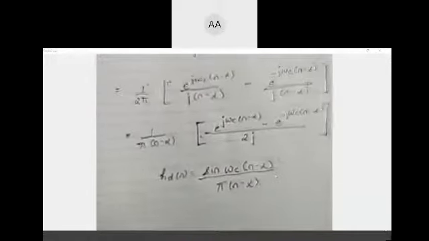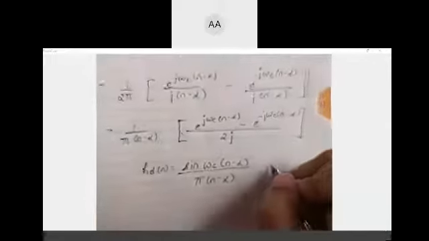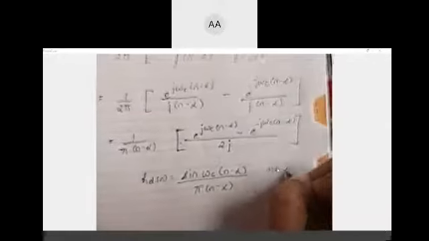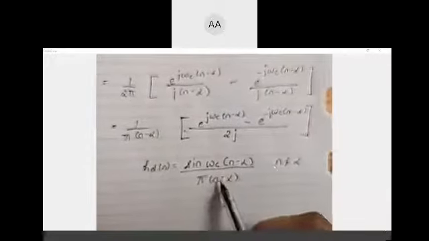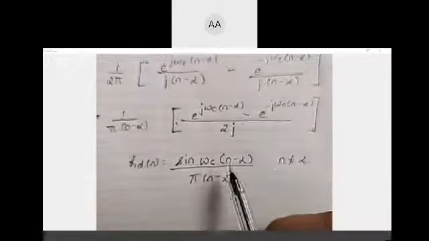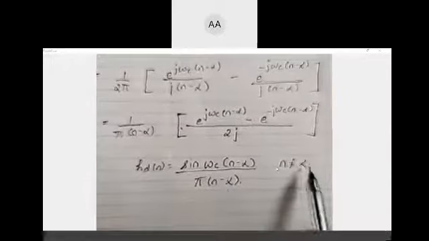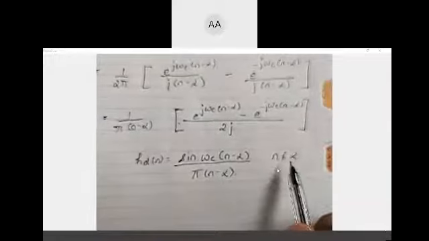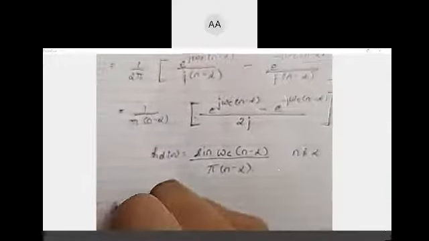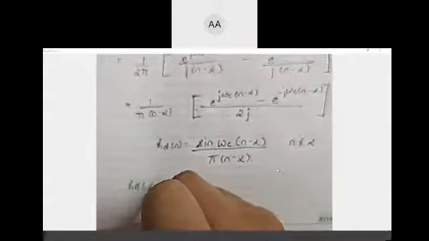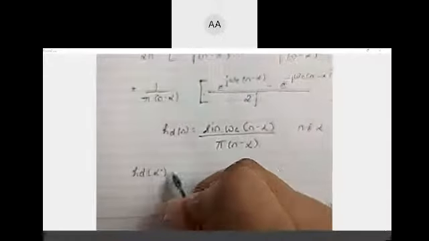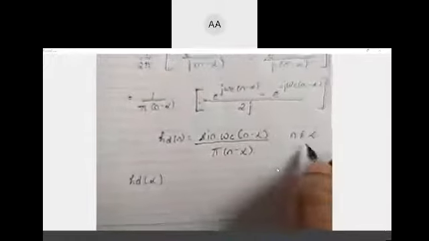So you got your hd of n, and one extra condition that you should always write is n not equal to alpha. If n is equal to alpha, what is going to happen? This becomes 0 and the expression becomes an indeterminate form, 0 by 0. So make sure you write this at the side. Now you also want to find out what happens for n equal to alpha, so you substitute hd of alpha. This is for n not equal to alpha.